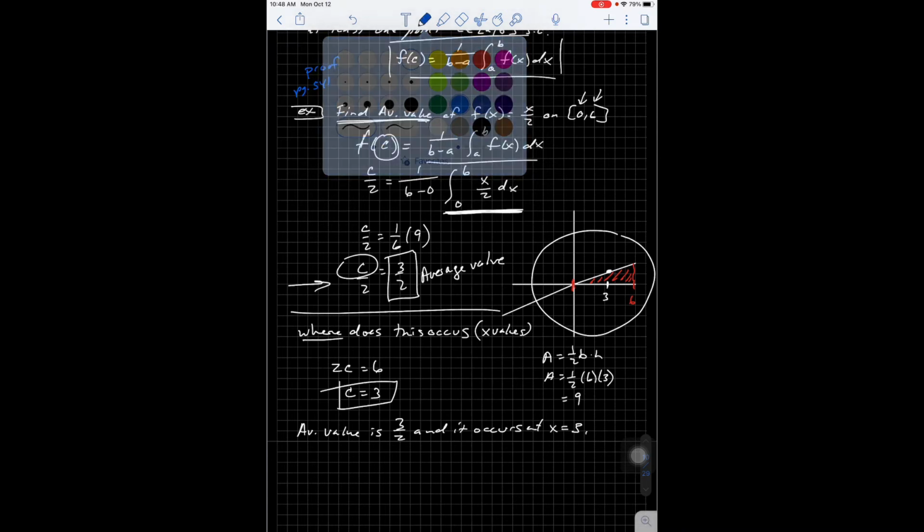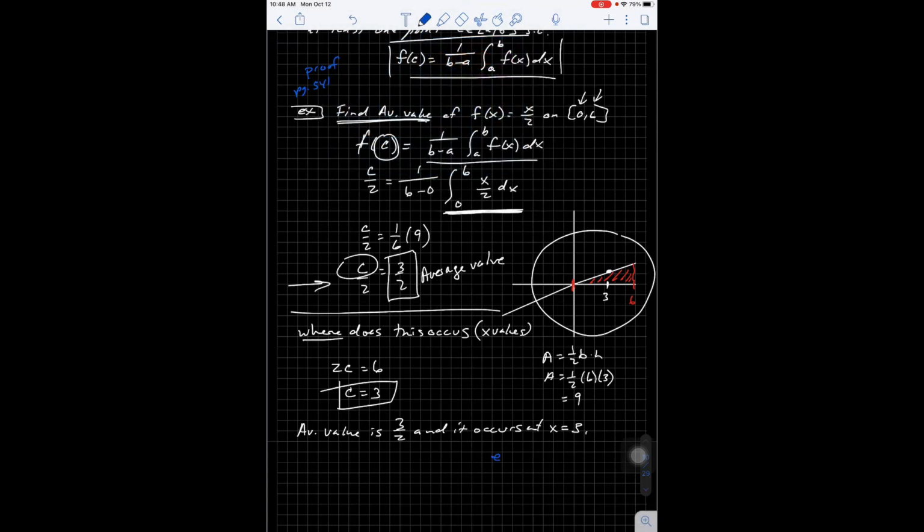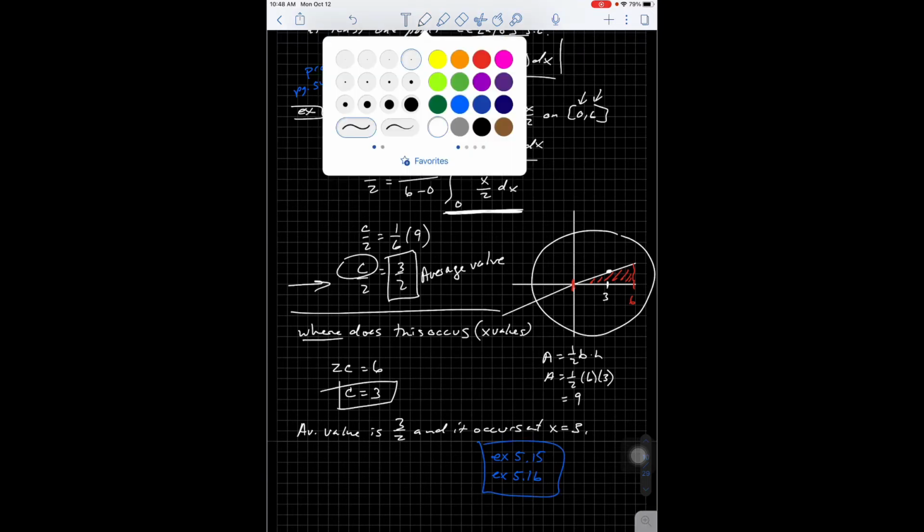So you can try a couple of these. Example 5.15 is a good one to try, and if you want another one, 5.16 is also one of these types of problems. So you can pause and try one of those.